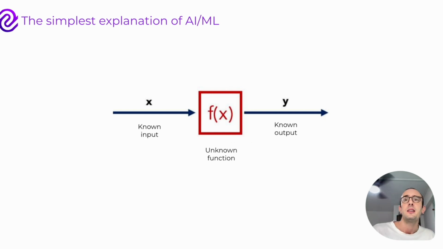So this is the simplest possible explanation of AI and machine learning that I could put together, and this is the way that I try to explain it when people ask. The idea is that you have input data, so it could be some real world data points that you've observed, and then you have some known output, which is something you think this data may be linked to, which is also data you've recorded.